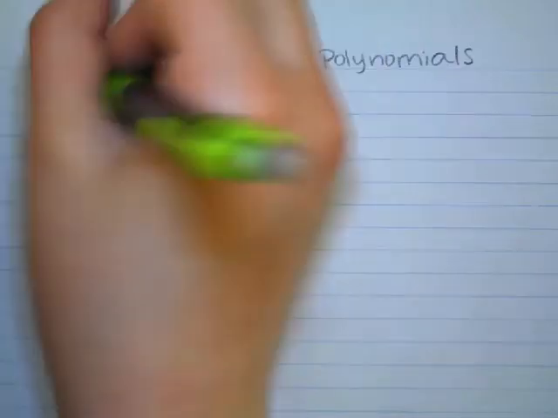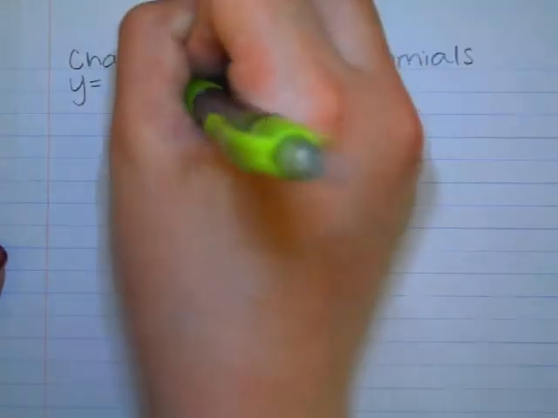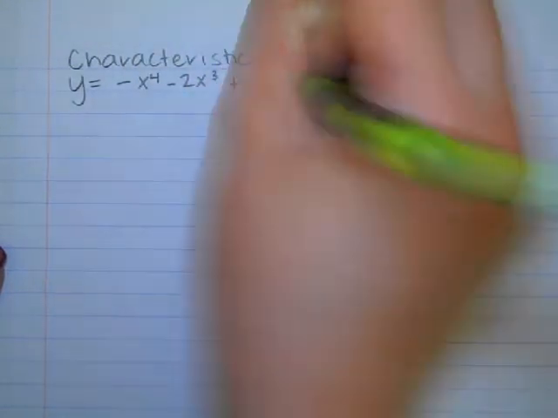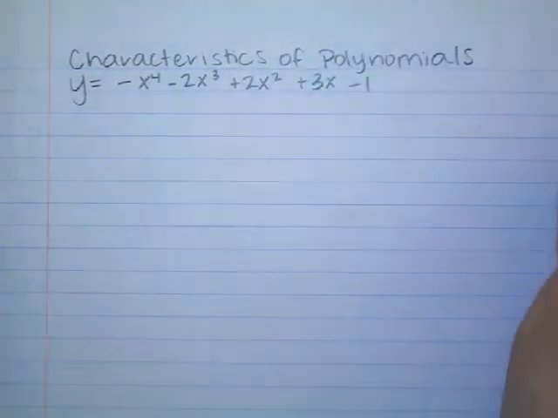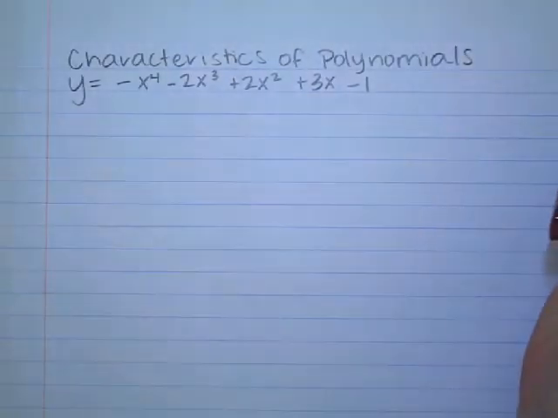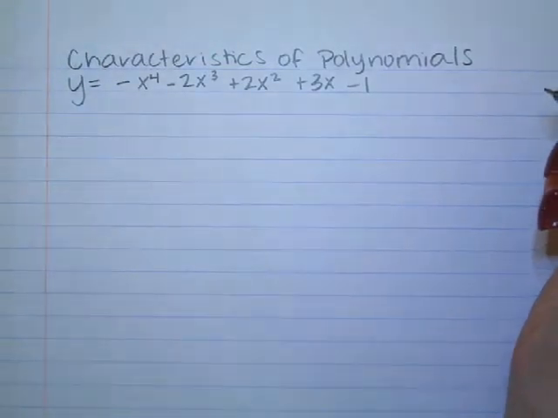All right, so the polynomial we're going to look at is y equals negative x to the fourth minus 2x to the third plus 2x squared plus 3x minus 1. So that was negative x to the fourth minus 2x to the third plus 2x squared plus 3x minus 1. And we're going to go ahead and graph that on our calculator.